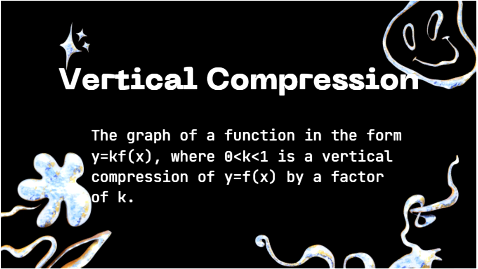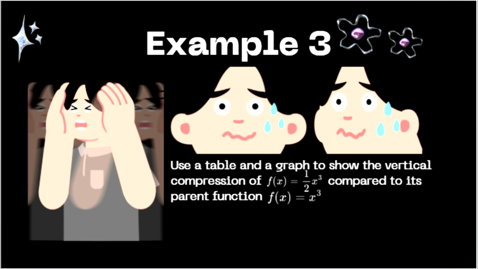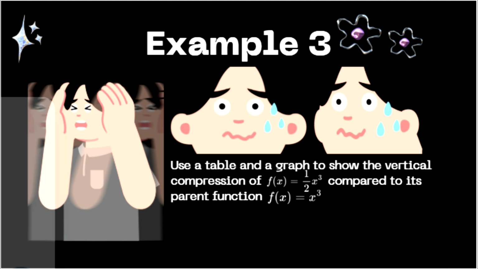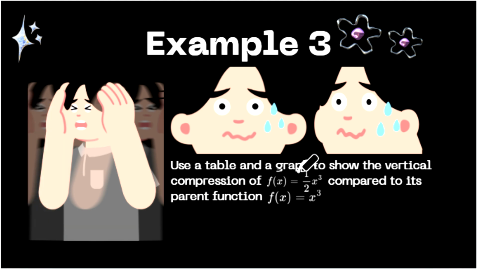Okay? Here is example 3, and this is how algebra makes me feel. No! Cry, cry, cry, sweat, sweat, sweat. Use a table and a graph to show the vertical compression of f of x equals 1/2 x cubed compared to its parent function, f of x is equal to x cubed. Now we know that this one is a compression because it has a fraction or a decimal in it. The thing that's different, that factor, that k value, is less than 1 but greater than 0.